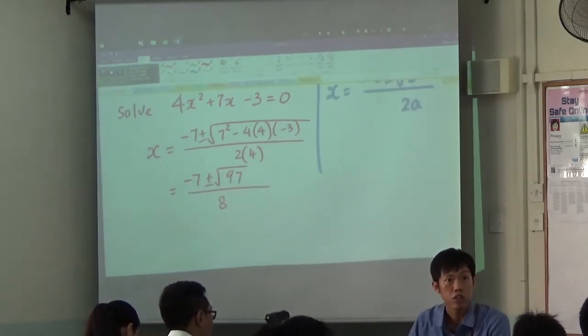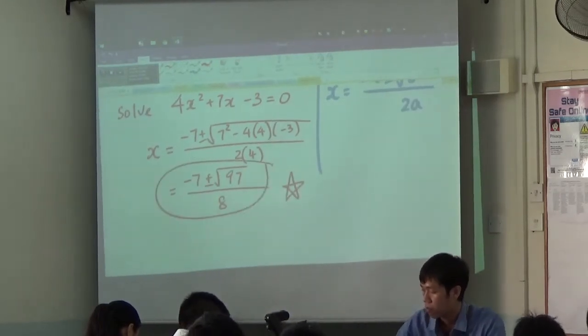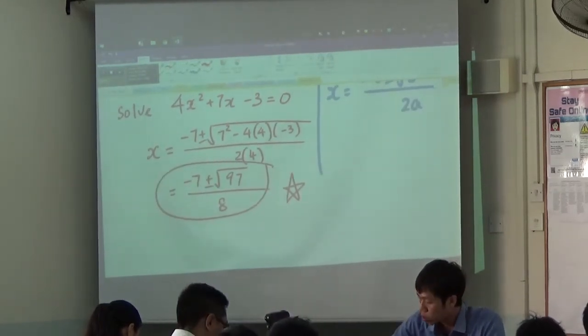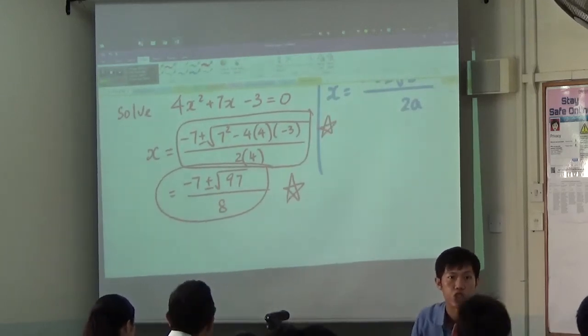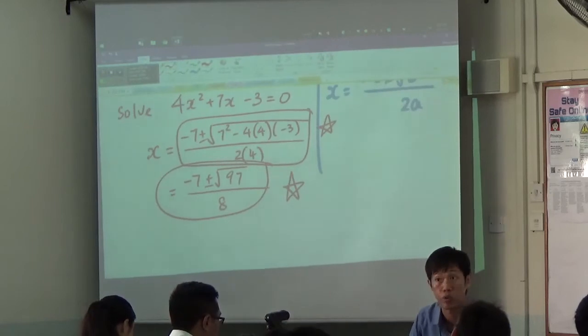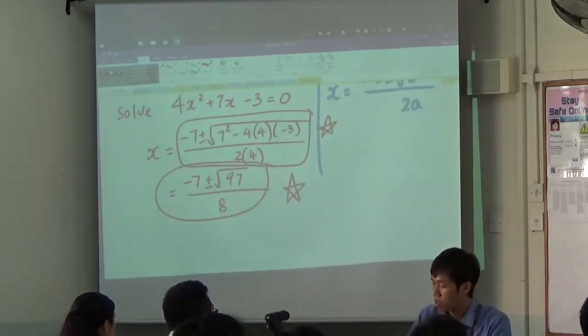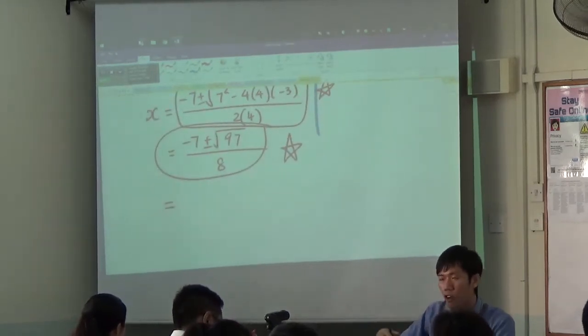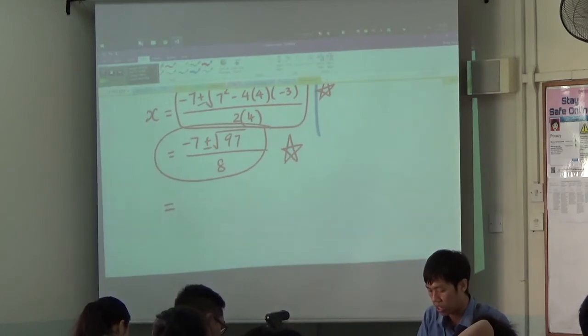Okay, do you have this? I want to see this step. I also want to see your substitution. So these two are essential. I want to see the square root 97. I don't want you to straight away jump into the answers. From here on, it is easy for you to check back your work, whether you made a mistake. Okay, square root 97.